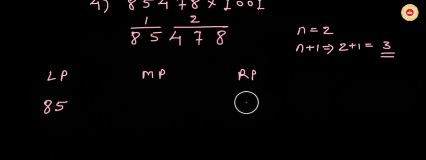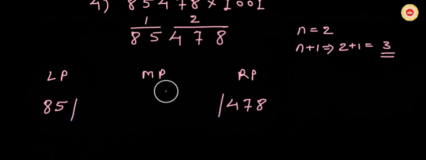What is rightmost part of an answer? Rightmost part of an answer is rightmost group in the multiplicand. What is rightmost group in the multiplicand? 478. So write 478. Let us draw a slash to separate these three parts. Now let us calculate middle part.